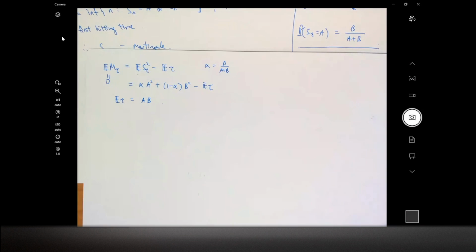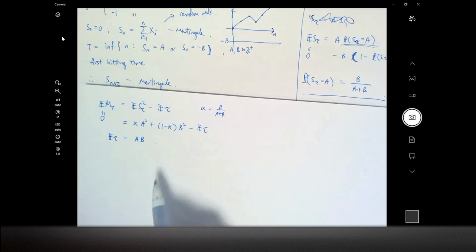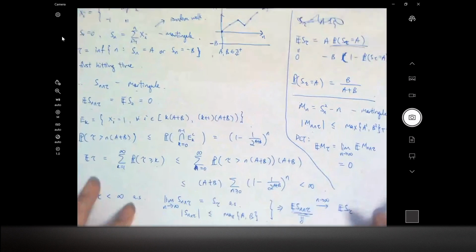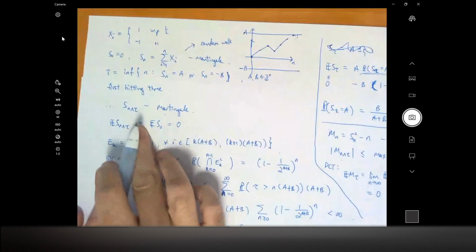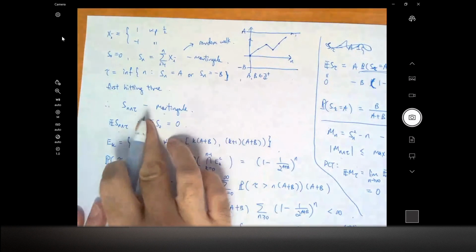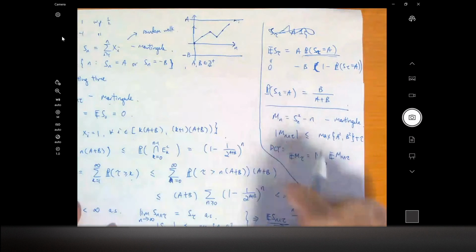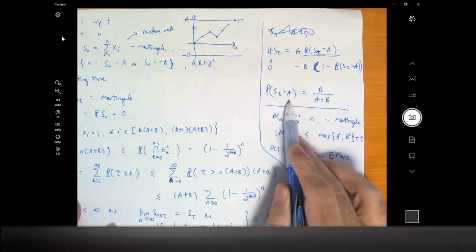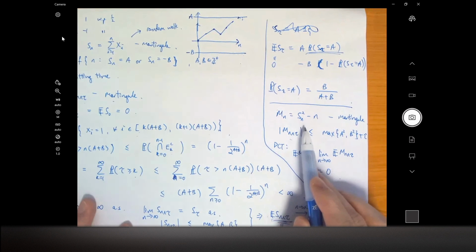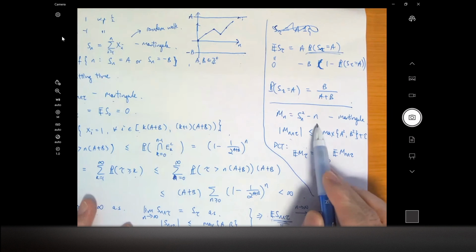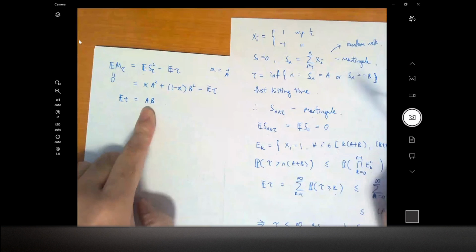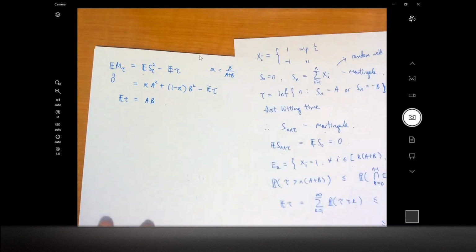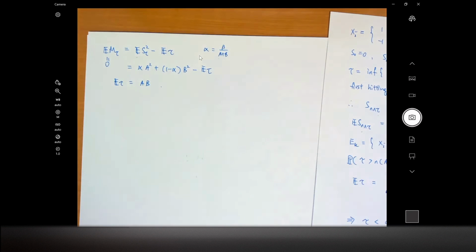It's a very nice result. So you can start to see the power of martingales here. First of all, we made use of the first martingale, the simple one, S_n, to get a formula for the probability. Then we used a slightly more complicated martingale, S_n squared minus n, to get a very nice formula for the expectation of the stopping time. So that's where martingales can become very useful.